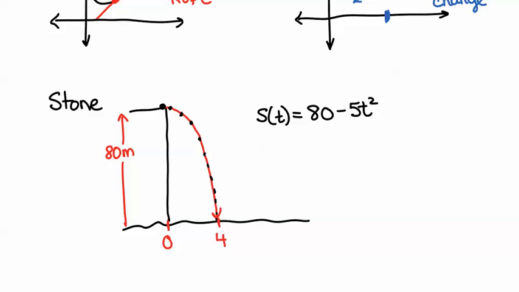So I could also tell you the domain of this graph would include any values from 0 to 4. So when t is greater than or equal to 0 and less than or equal to 4, this graph is true, because that's what's happening. And then it's stopping, and then it's landing on the ground.